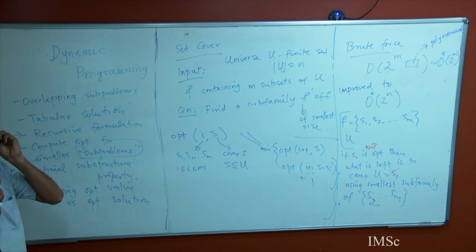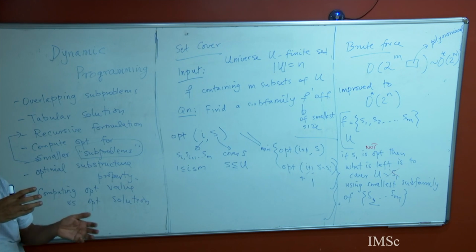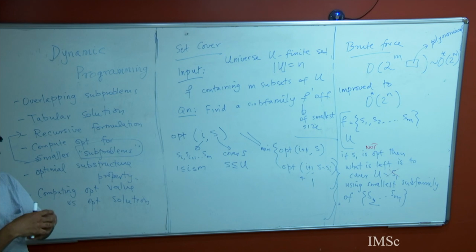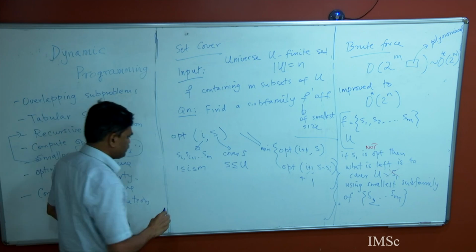Somehow, for the first choice, I'm going to try all possible choices. The choice here is S1 is in or out. I'm going to try all possible choices, and that determines the subproblems. What are the subproblems to compute? And what is the base case?